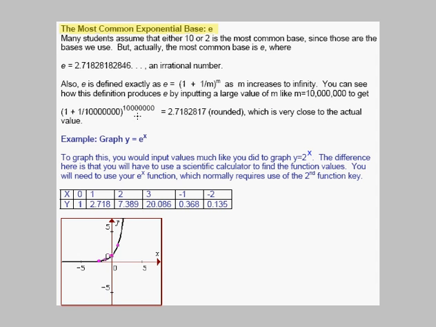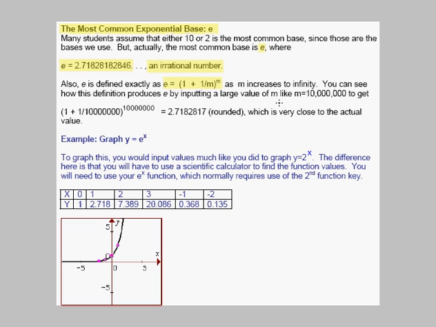The most common exponential base is not 10 or 2, but the most common base is e. And e is this kind of peculiar number, 2.718281828459. It keeps repeating with no pattern, so that makes this an irrational number, kind of like pi or the square root of 2. The exact definition of e is e equals 1 plus 1 over m, all raised to the m power, as m increases to infinity.